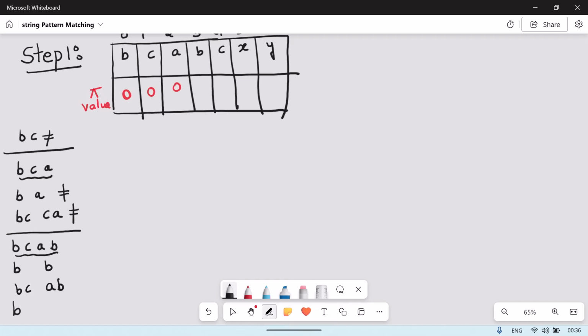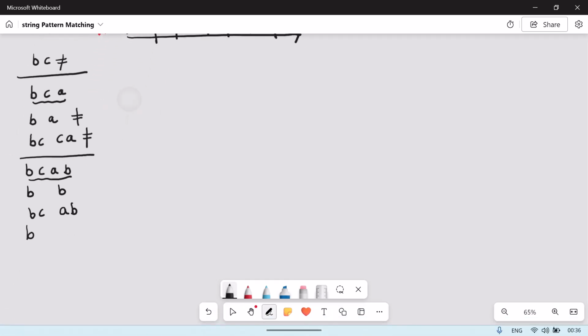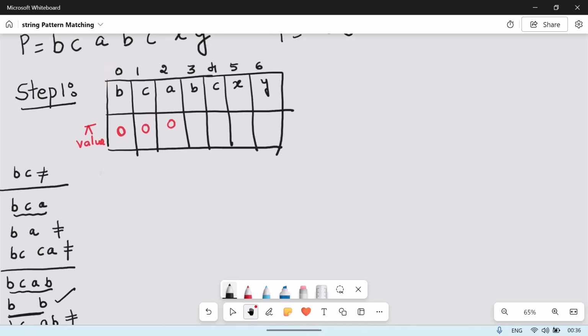The other one is BCA and CAB. Now here there is a match, here a mismatch, and here a mismatch. In case of a match, how many characters are matched? Just one character, so 1.